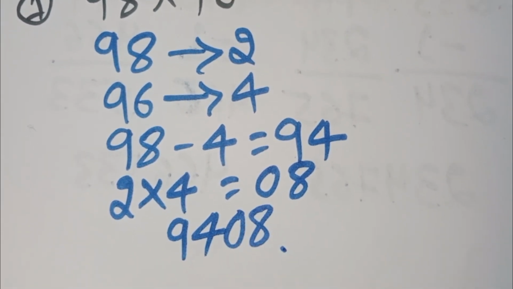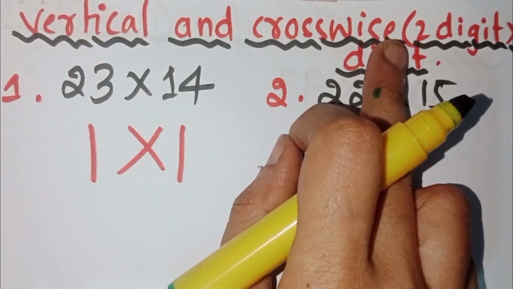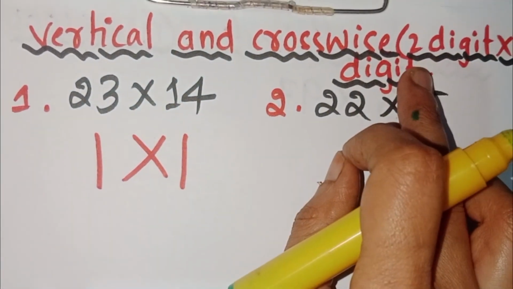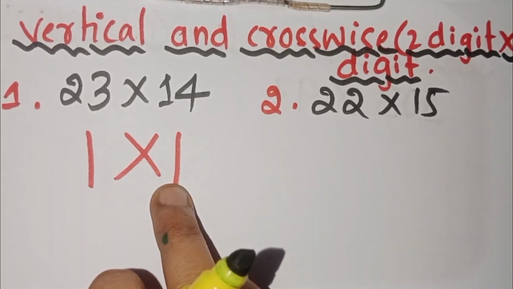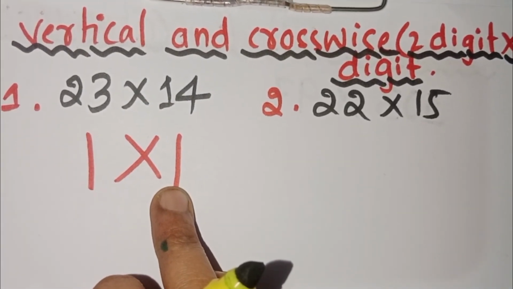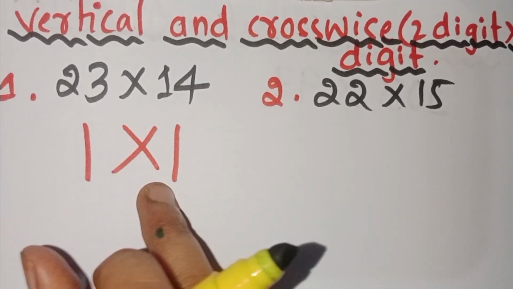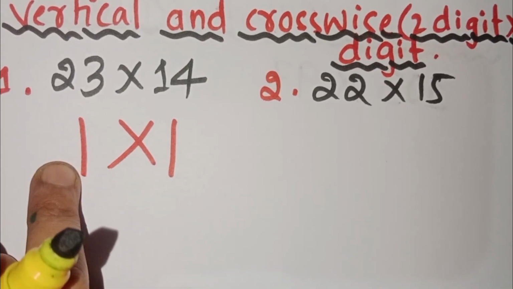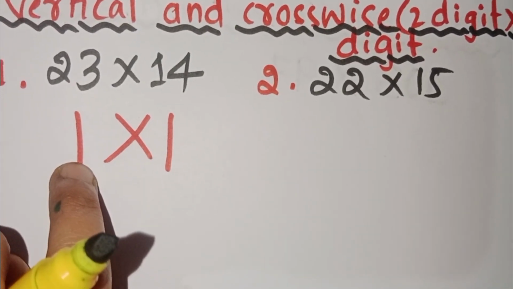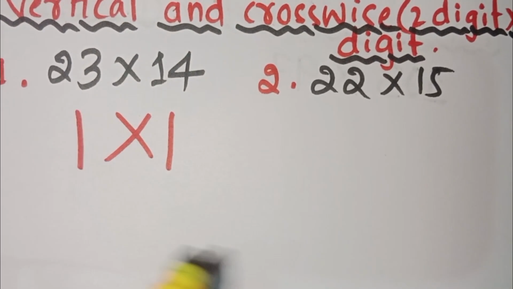9408. This is the final answer. Vertical and crosswise trick, 2 digit into 2 digit. First, multiply the ones digit, then cross multiply. Next, multiply the tens digit. Let's try this example.